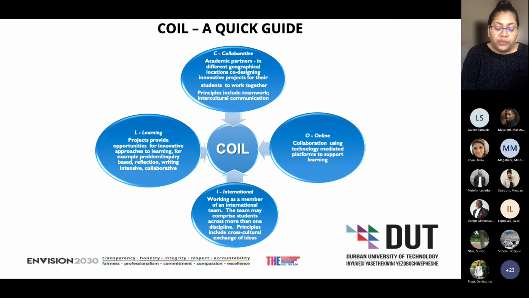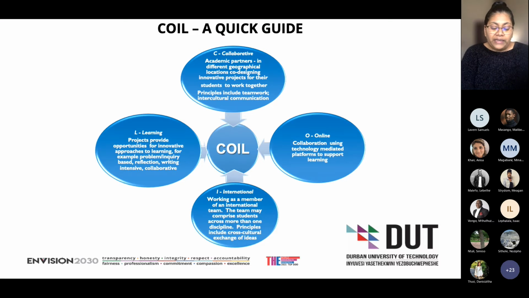Students work together on the project activities set out. The collaborative principles that are included are teamwork and intercultural communication. COIL is virtual, meaning it's in the online space using a virtual platform such as Zoom or Microsoft Teams, like we are using now. These are technologically mediated platforms used to support learning. These platforms can facilitate synchronous or asynchronous teamwork or collaboration.